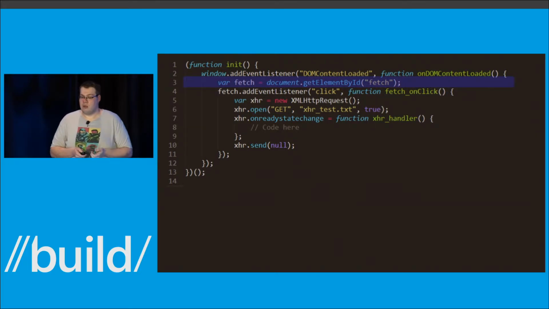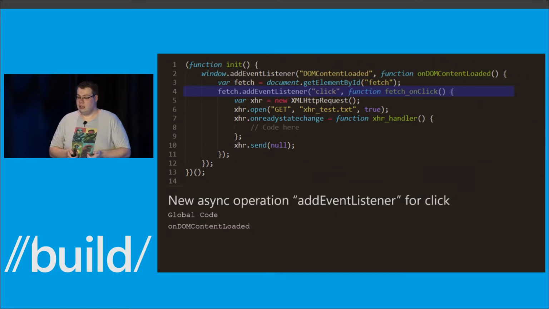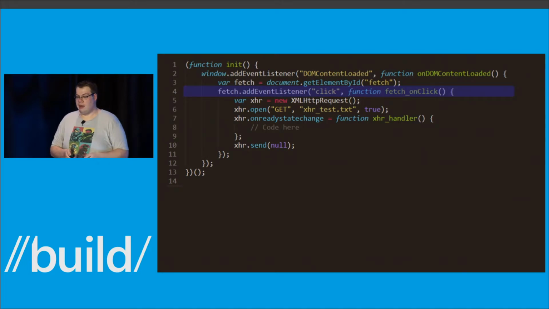So in this case, what I'm doing is taking my button, since that's now been in the tree, and wiring up a click handler. Again, nothing's going to happen with this button just yet, and we're going to log that an async operation has been started again. This add event listener has been wired up, and this was the stack. So the stack now is obviously global code and the DOM content loaded event fired.